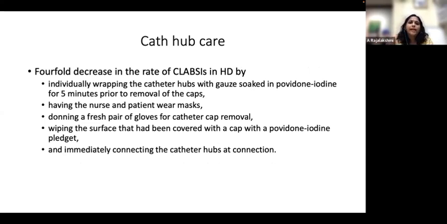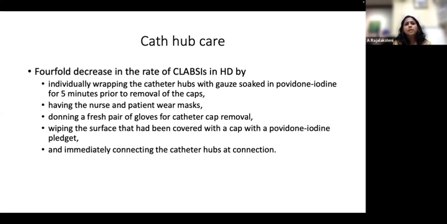If you have caps, even the caps are exposed to the outside environment, and colonization can happen in the caps. So if the person who is accessing the hub is using sterile gloves and then touching the cap, which can be colonized, then the further act is not following any asepsis, because his sterile gloves are already contaminated. So what CDC recommends is individually wrapping the catheter hubs with gauze soaked in povidone iodine for 5 minutes prior to removal of the cap.